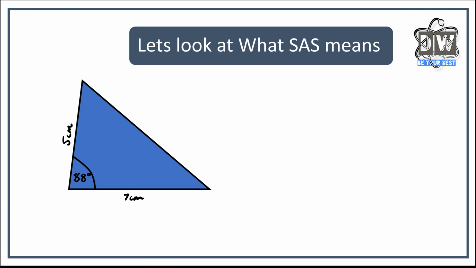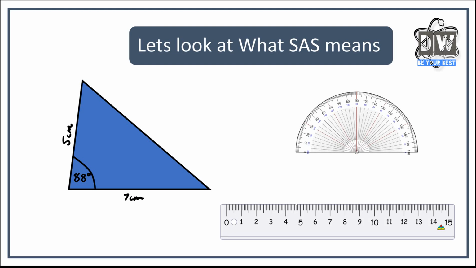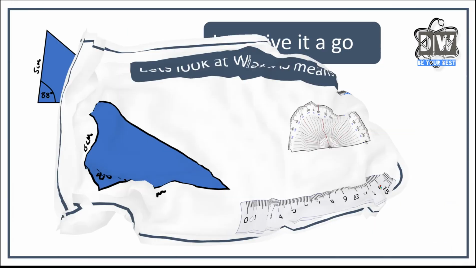Okay, so what does SAS mean? It basically means we're given a side, an angle, and a side. So we've got side, angle, side. That's all it means. We're going to construct these using the skills of being able to use our protractor, being able to measure lines neatly, and doing it in a certain way. We're going to go over that now. So you'll need your protractor and your ruler. You won't need your compass.